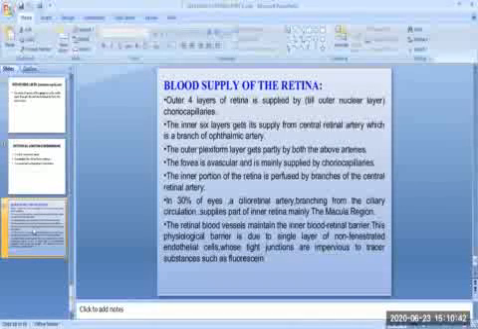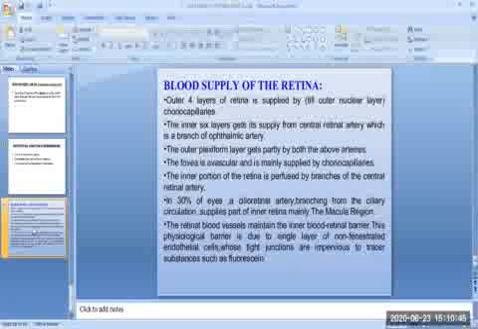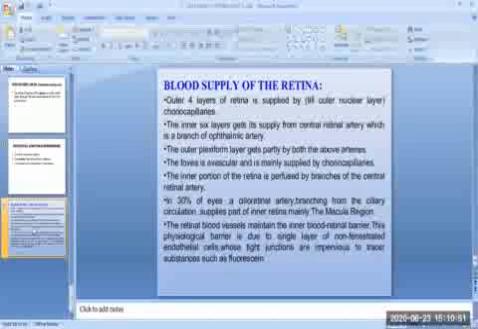The last slide is of the blood supply of the retina. The outer four layers of the retina are supplied by the choriocapillaris, and the inner six layers get their supply from the central retinal artery, which is a branch of the ophthalmic artery. The outer plexiform layer is supplied partly by both of the above arteries. The fovea is avascular and is mainly supplied by the choriocapillaris. The inner portion of the retina is perfused by branches of the central retinal artery.